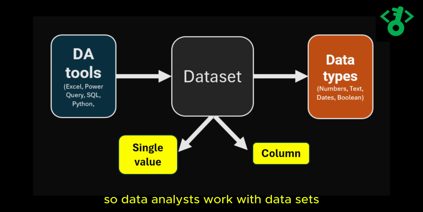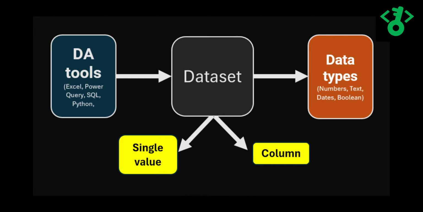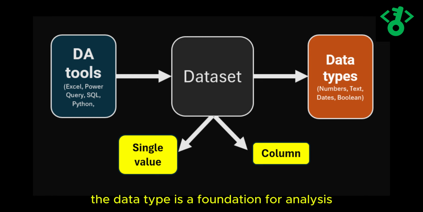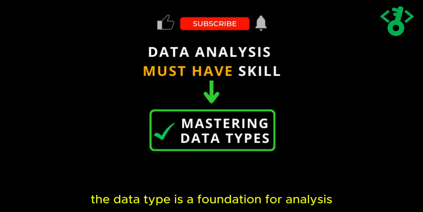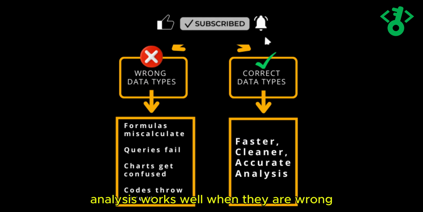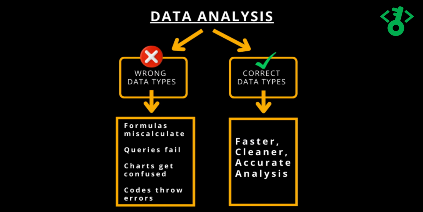So data analysts work with data sets, which are a collection of records with information you can extract, also structured in rows of data entries and columns of categories. Every row entry has a type, and every column group also has a type. The data type is a foundation for analysis. When data types are correct, analysis works well. When they are wrong, analysis fails.